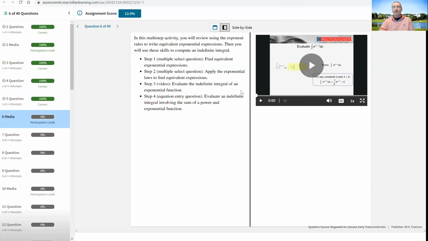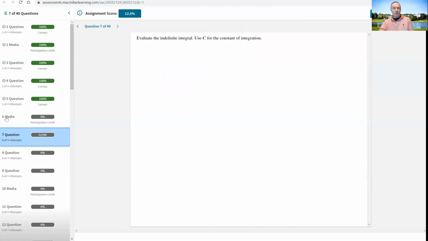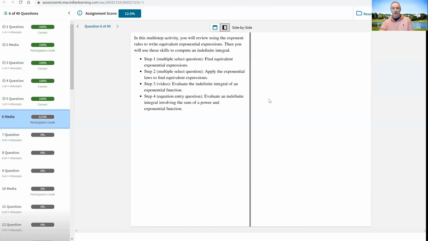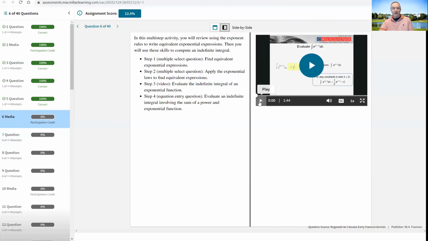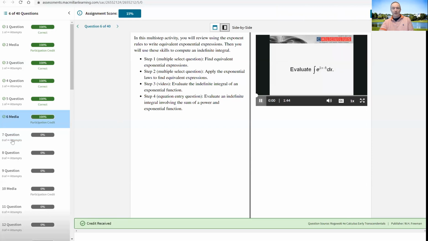The next one, again, is going to give you a video to watch. In that video, they're going to discuss the evaluation of exponential functions, where the key concept is what's written right here. The integral of e to the kx plus b with respect to x is going to be 1 over k e to the kx plus b plus c. We talked about that in the notes for the section as well. That'll be a good video to watch. I want to make sure I get credit for it, so I will hit play. And then ding, I get credit. Then I'll move on.